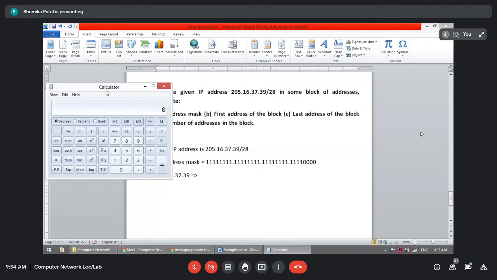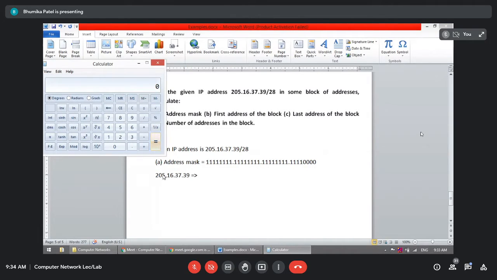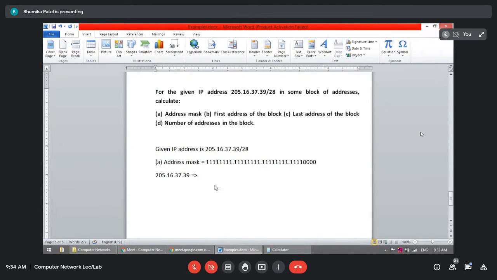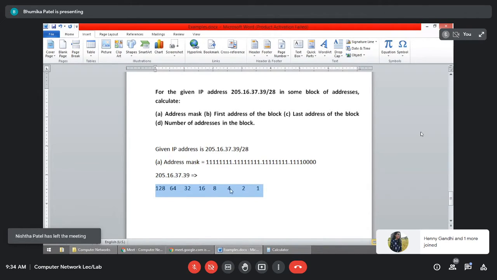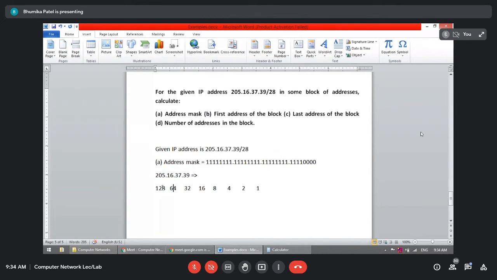See, I'm just taking the calculator, right? Here first just check 205. How many bits do we have? 128, then 64, then 32. Okay, 128, 64, 32, 16, 8, 4, 2 and 1, right? All of you getting this? We have 8 bits, so we are going to take 2 raised to 0, 2 raised to 1, 2 raised to 2, 2 raised to 3, 2 raised to 4, 5, 6 and 7. So 2 raised to 7 will be 128.